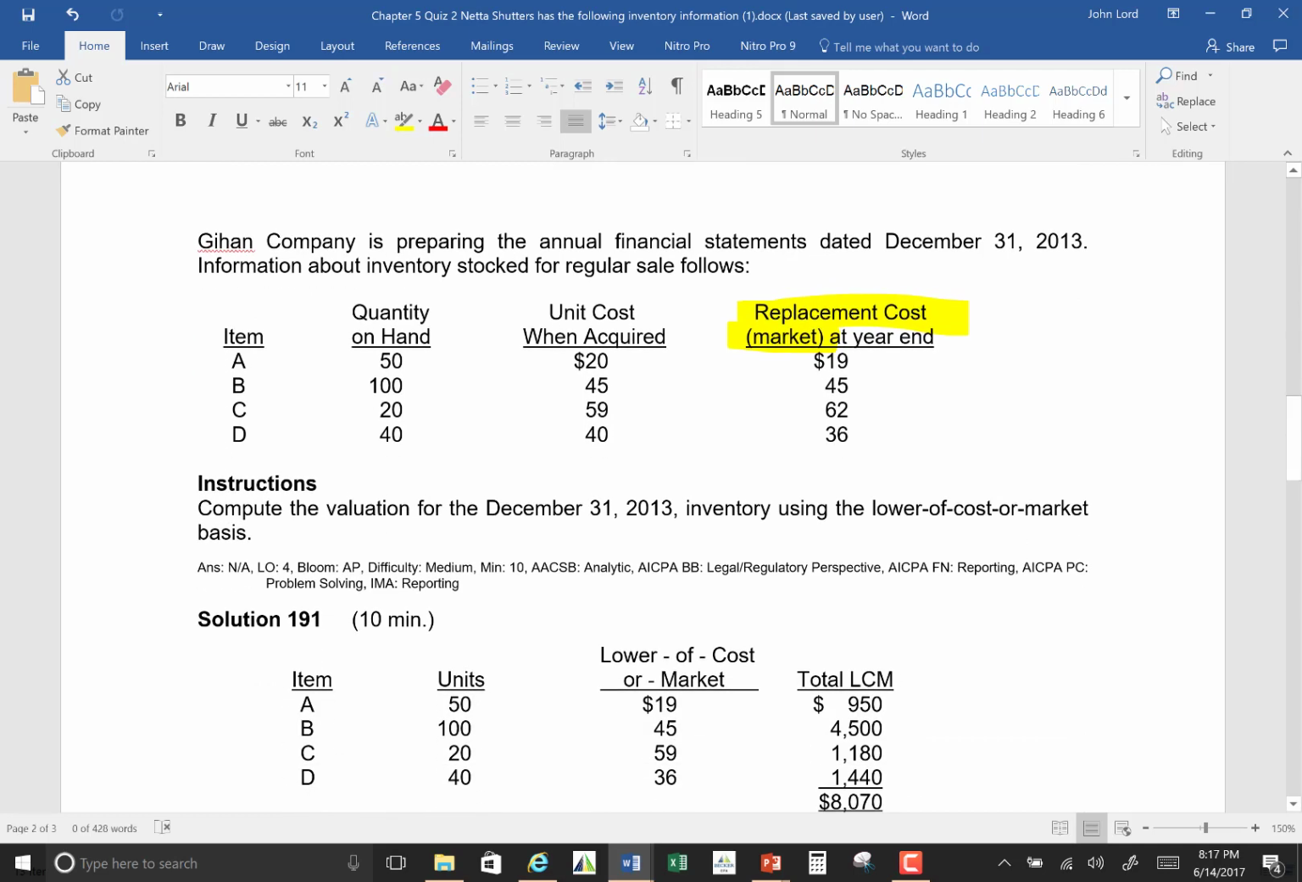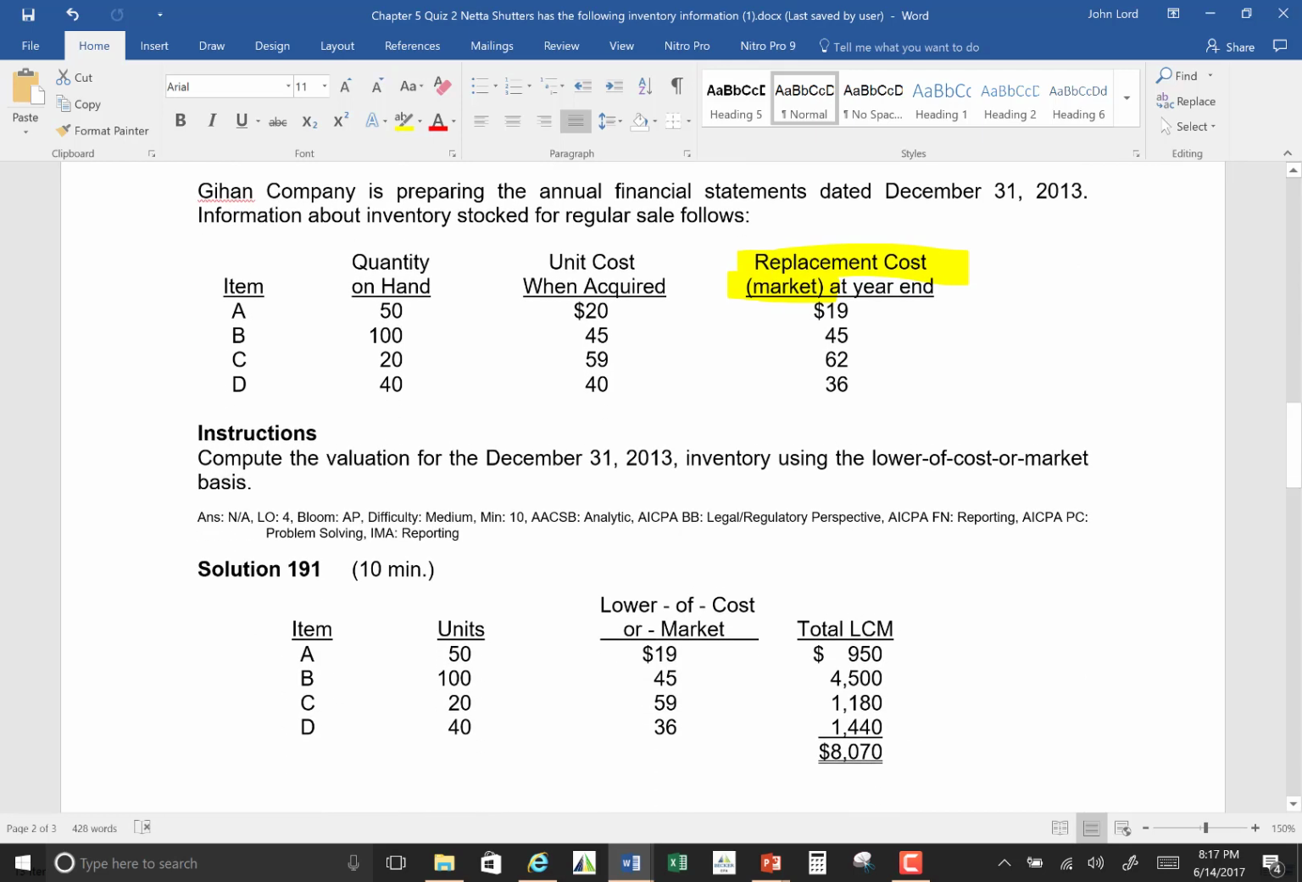So let's go ahead and take a look at, just in time, how timely, let's look at this one. And guys, this is not a multiple choice question, okay? I don't think I'll give you something like this as a full-blown problem, but let's just take a look. We have the cost when the units were acquired, and we have the replacement cost. Replacement cost is the market, and we're going to use the lower.